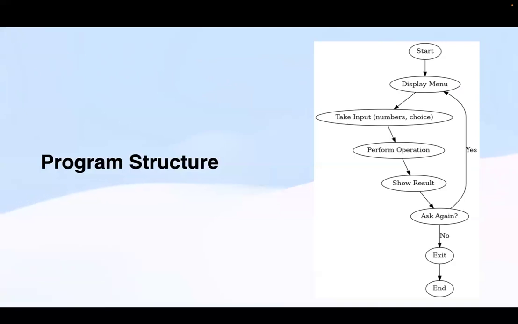Again, ask. If the user wants to exit, the user will give the option 3. In that case, it exits and ends the program. If the user gives the number 1 or 2, it goes back again to display the menu, then takes the input, performs the operation, and shows the result.